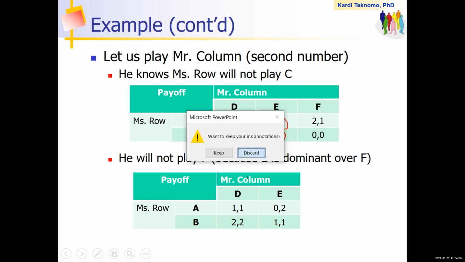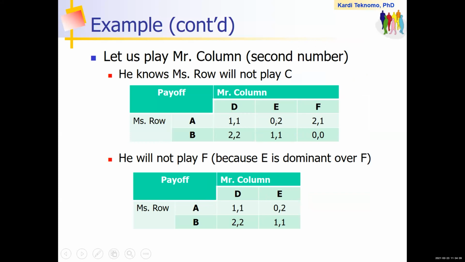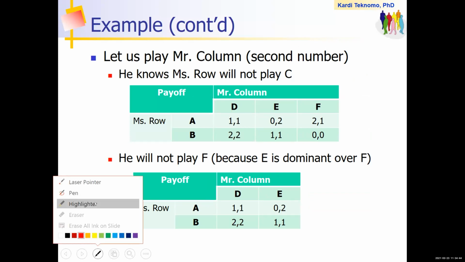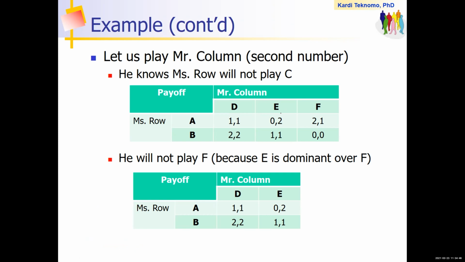Let's do it again. How about E and F? So look at the second number here, right? So 2 compared to 1, E is winning. 1 compared to 0, again E is winning. So meaning F is deleted. Okay, this is a very stupid strategy, so we will delete it. So then you get this result.